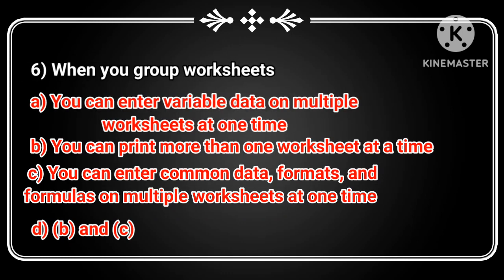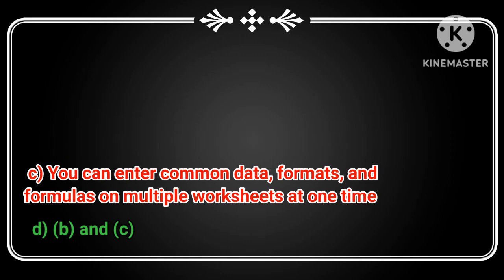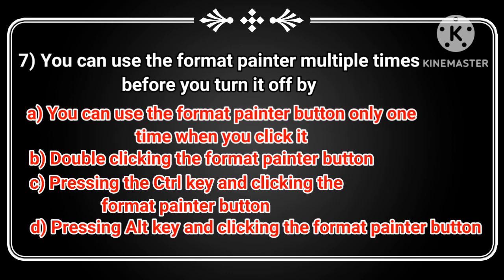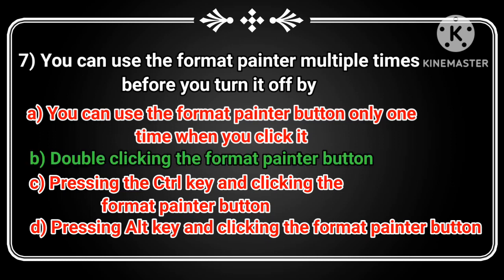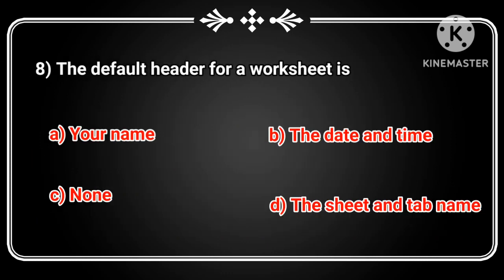When you group worksheets, option B and C is the correct answer. You can use the format painter multiple times before you turn it off by double clicking the format painter button. The default header for a worksheet is none.